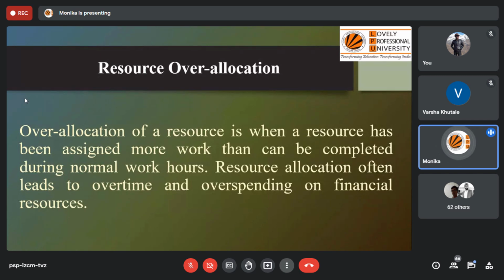So it's not that the person who's working, or the equipment or the labor who's working in the daytime, is also working at night time. That can result in poor workmanship and degraded quality also, because over exhaustion or over allocation may result in a problem, right? So resource over allocation often leads to overtime and overspending of financial resources. So we need to see that resource over allocation should be avoided with the help of resource leveling.